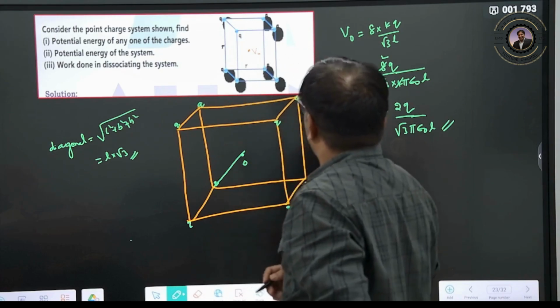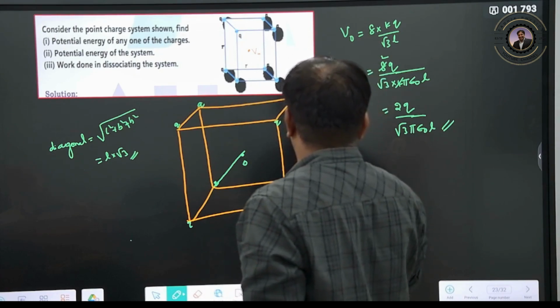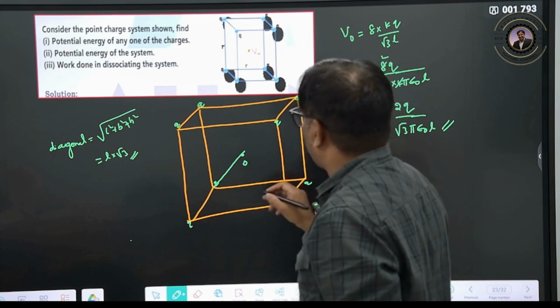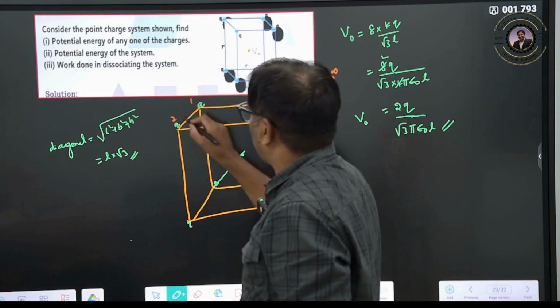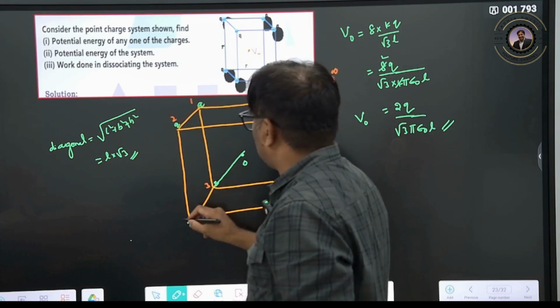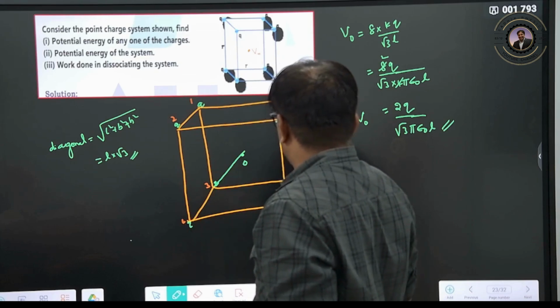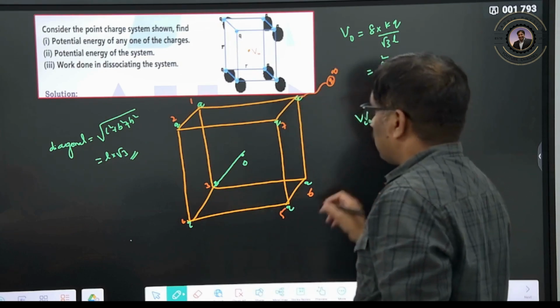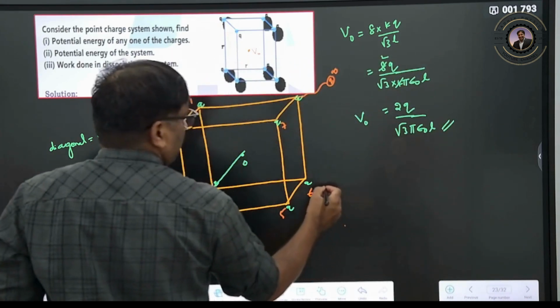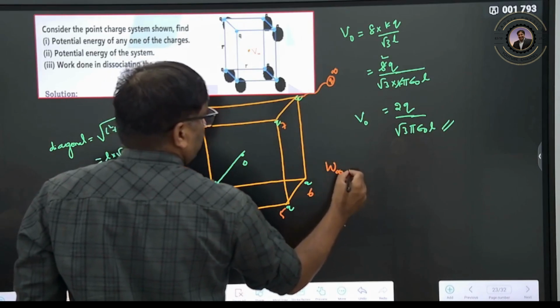When you are bringing it from infinity to here, work is done on it. What are the potentials that will be created? Suppose this is 1, 2, here it is 3, 4, 5, 6, 7. Therefore, a total of 7 potentials will be created on this. So the work done to bring it from infinity to a certain point.